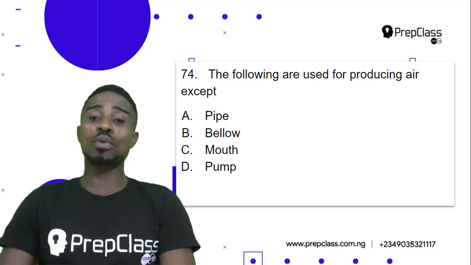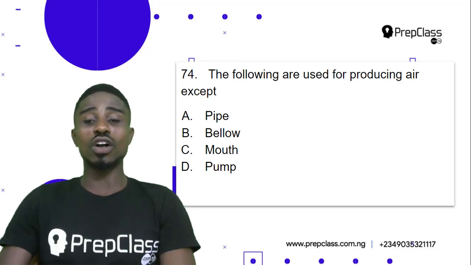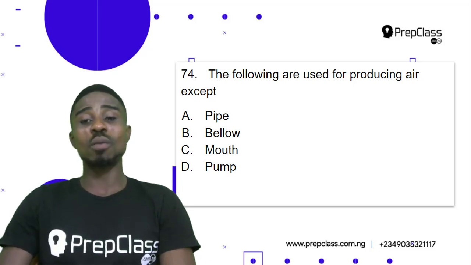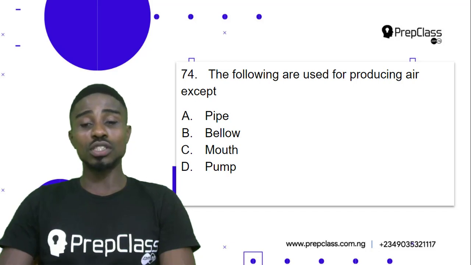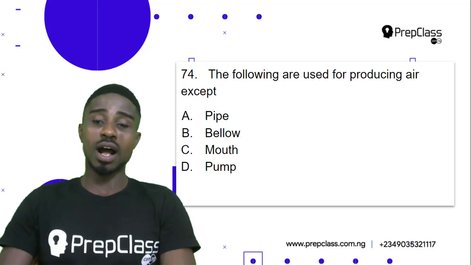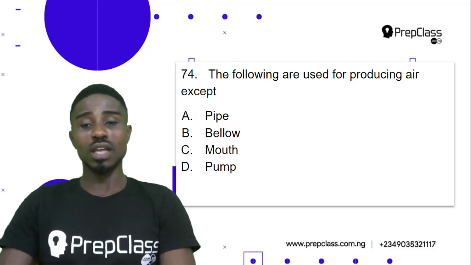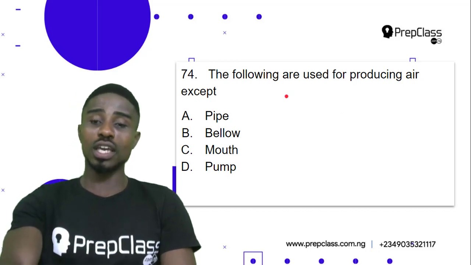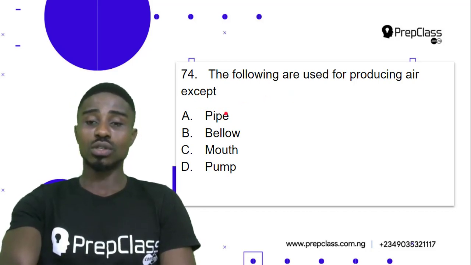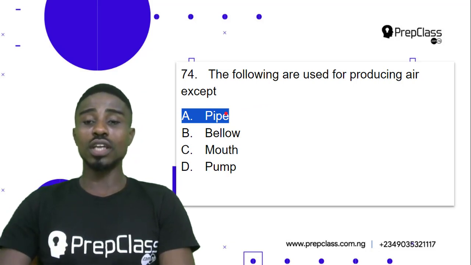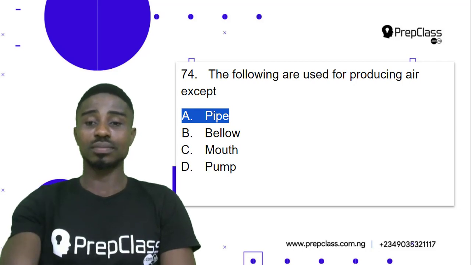Our mouth also produces air. And in the process of producing air with our tongue, it makes sound. So sound is as a result of the release of air from our mouth. Pump, option D, is also used to produce air. We have manual pumps which we use in pumping our bicycle. So pump is also used in producing air. So our correct answer will be option A, pipe. Let's check it out. Question 74, option A, pipe, is our correct answer. Let's look at the next question.